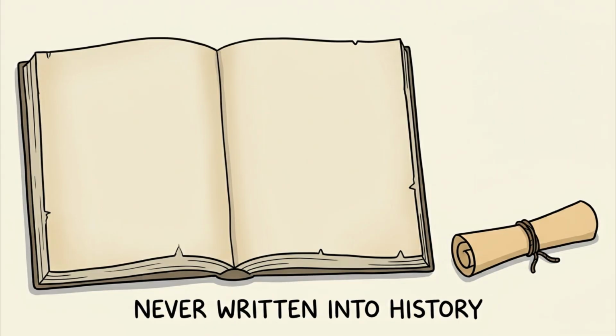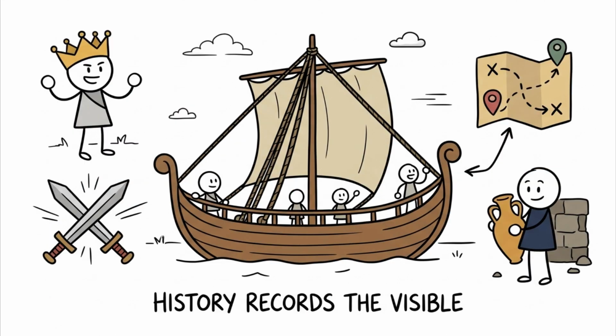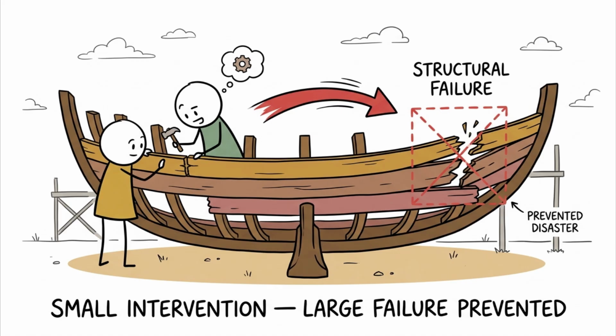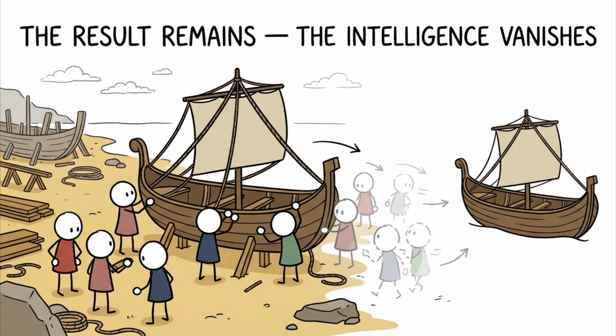That decision may never appear in any historical text, yet hundreds of decisions like it determined whether the ship would live or die. History preserves kings, battles, destinations, and cargo. It rarely preserves the correction made quietly before breakfast. But engineering often succeeds through exactly these invisible interventions. The monument is famous. The judgment that saved it disappears. What survives is the result, stripped of the intelligence that produced it.